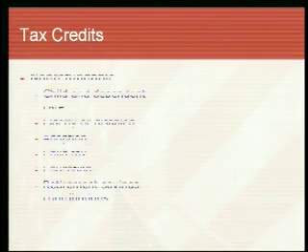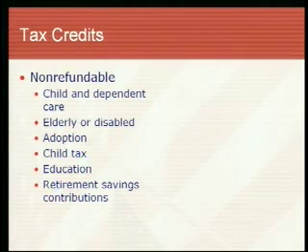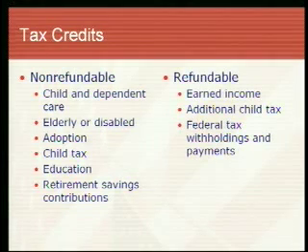Let's look at the tax credits that we have. These are all the non-refundable credits: child and dependent care, elderly or disabled care, adoption, child tax, education credits we're going to look at, and the retirement savings contribution credit. And then the refundable ones, in which we do get that excess back, are the earned income credit, additional child tax credit, and federal tax withholdings and payments. If we have more federal tax withholdings or payments, even though those technically aren't a credit, we would get that excess back.